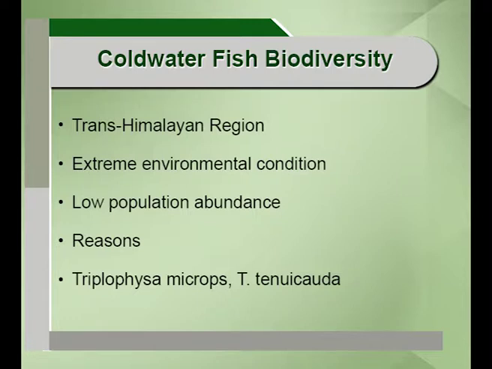To cite a few examples: Triplophysa microps, Triplophysa tenuicauda, these are the important species. And we have Diptychus maculatus. There are many species, but these three or four are very important as far as the Trans-Himalayan region is concerned. Ladakh is a very important example. These kinds of species you will find in the upper reaches of the Indus region, and in the Suru, Zanskar ranges.